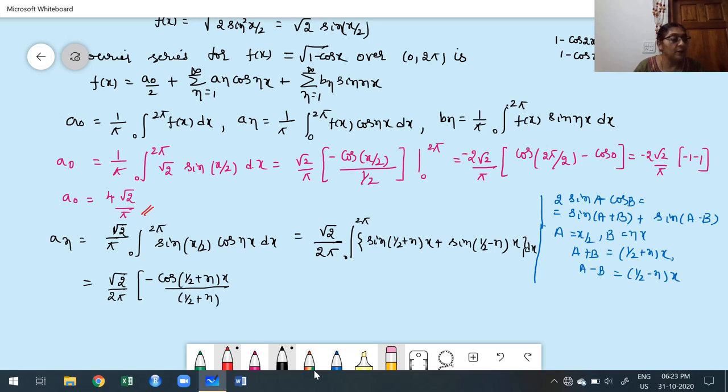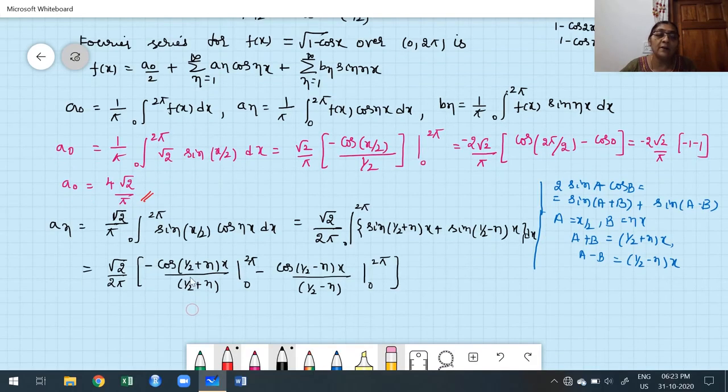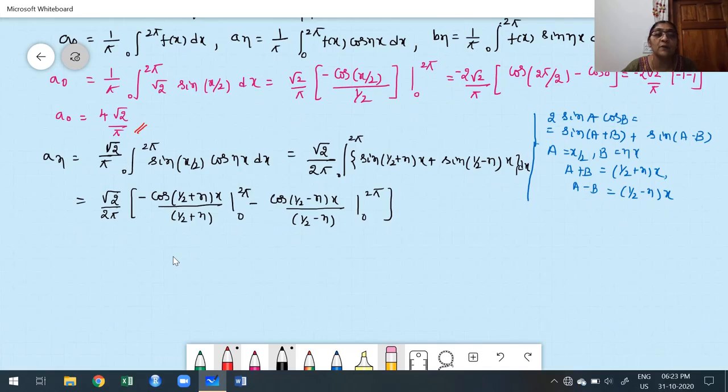What's the coefficient of x? It is half plus n. The limit is what actually? 0 to 2 pi. Again, the integration of sine is minus cos of half minus n into x divided by the coefficient of x, which is half minus n. What's the limit? 0 to 2 pi. I have told you a number of times, before applying the limit, observe what happens whenever there is a trigonometric function, sine or cos. First verify what happens at the corresponding limit.